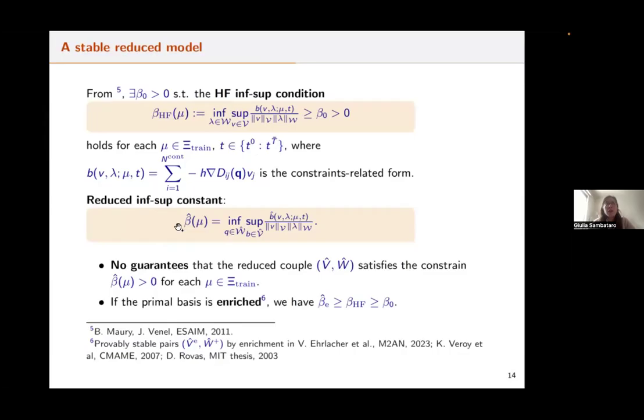And there the problem could also be not well posed. So in principle, there are no guarantees that the reduced couple V, W satisfies that constraint, that is, that the reduced inf-sup constant is strictly positive. And so there are several techniques to handle this situation, and I reported them here at the bottom, and they are basically based on enrichment of the primal reduced basis. And I will comment about it in the numerical results.